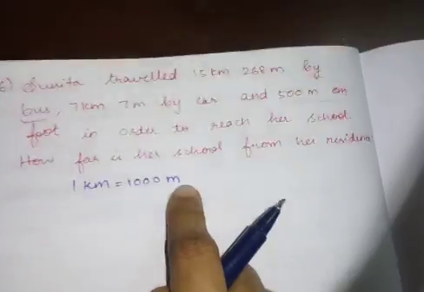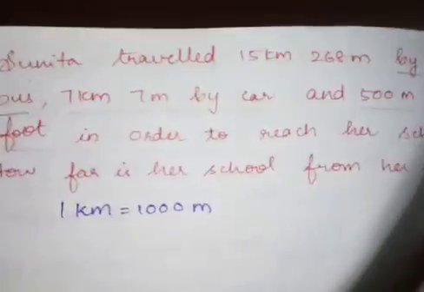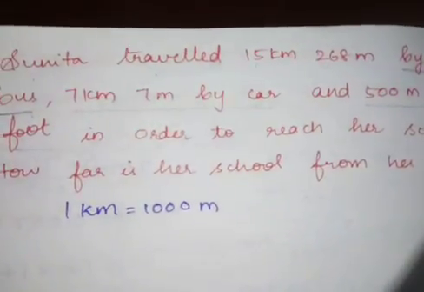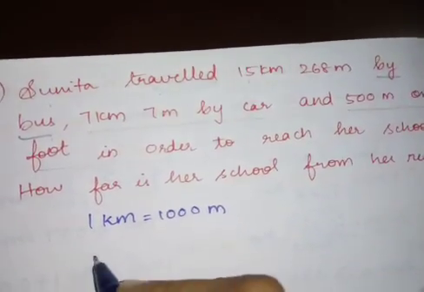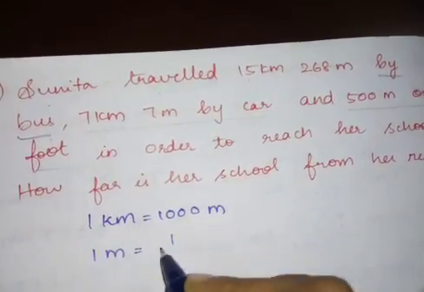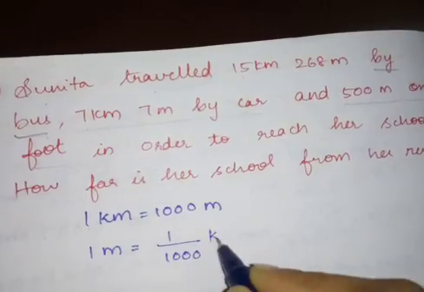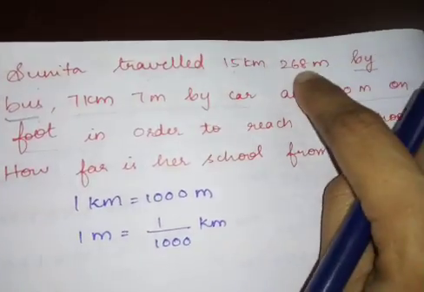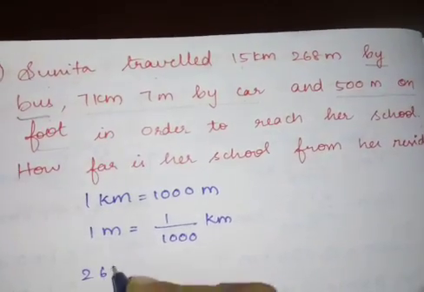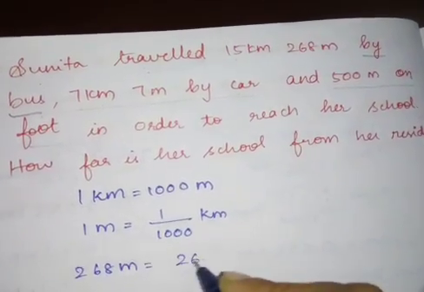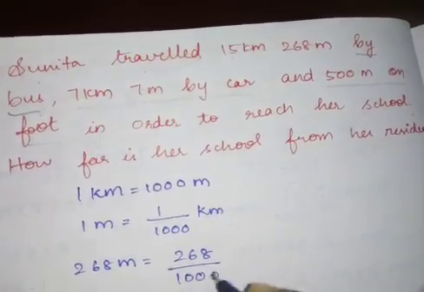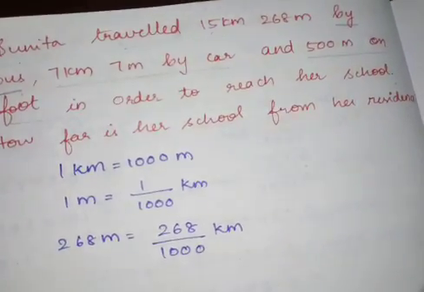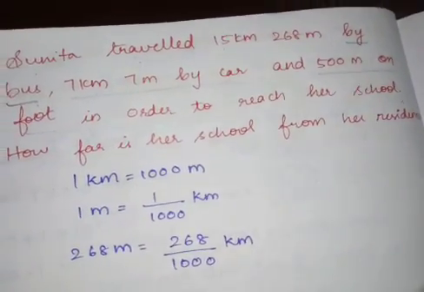Kilometer is the highest unit and meter is the smallest unit. So I told you, when we want to convert them to a decimal number, we have to convert them from meters to kilometers, which means from smallest to greatest. Okay, so 1 meter is equal to 1 by 1000 kilometer. So how many meters are given here? 268 meters is equal to 268 divided by 1000 kilometers.